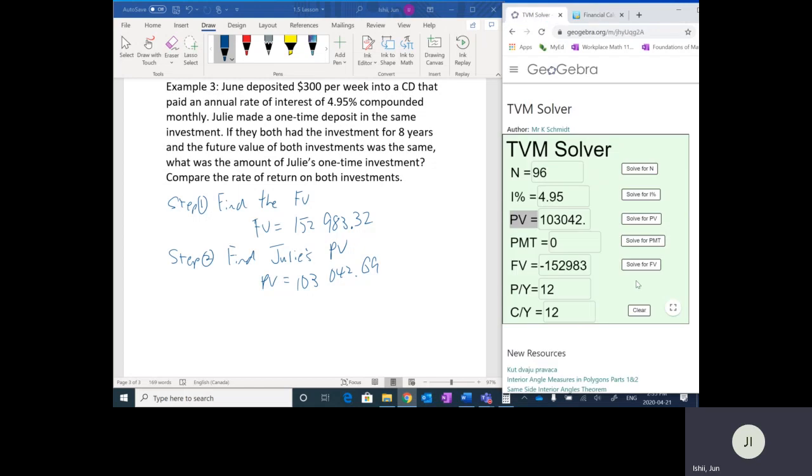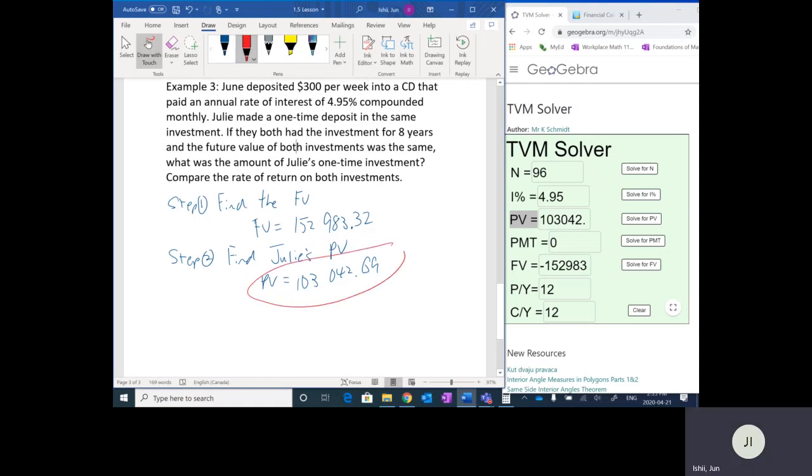So when you're doing these ones here with no payments, make sure the compounding and the payments per year are the same. Okay, so this is Julie's present value. That answers the first question. We'll just circle that. So that's the present value.